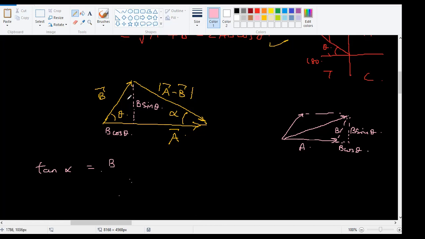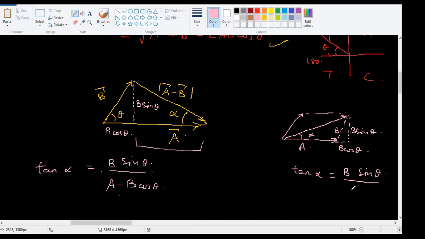So tan alpha is equal to opposite by adjacent. So what is opposite? B sine theta. What is adjacent? This part alone. What is this part alone? The total length is A, and this is B cos theta. So it means it will be A minus B cos theta. So here, if you see, it was plus. So the alpha here was B sine theta divided by A plus B cos theta.